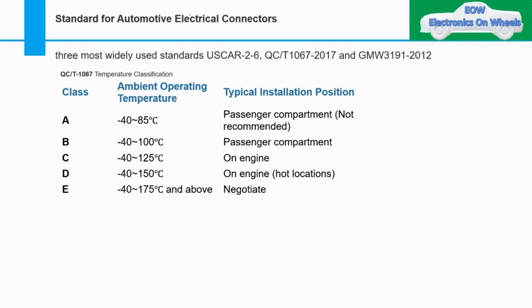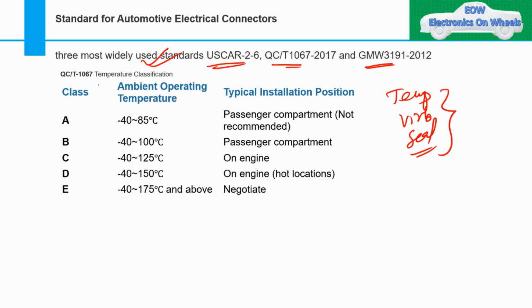Moving on, I have told you some standards. Most widely used are USCAR, then QCT, and then GMW. In any of the standards you will see these three things: one is the temperature class, then vibration, and then sealing requirement. We will see all these three. There are A class, B class, C class, D class, and E class.